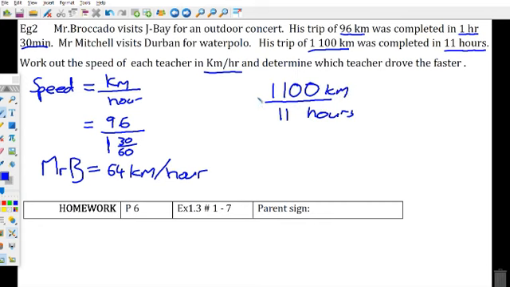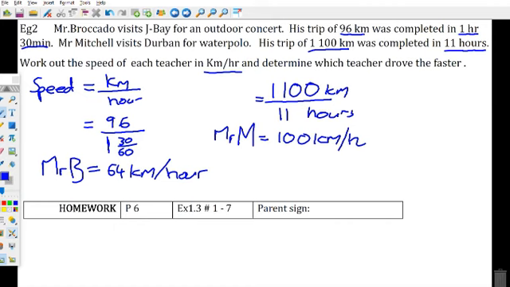Okay. So if we have to compare that to another, what's his speed going to be? It's going to be 100 kilometers per hour. Mr. Mitchell, okay, 100 kilometers per hour. So, work out the speed.